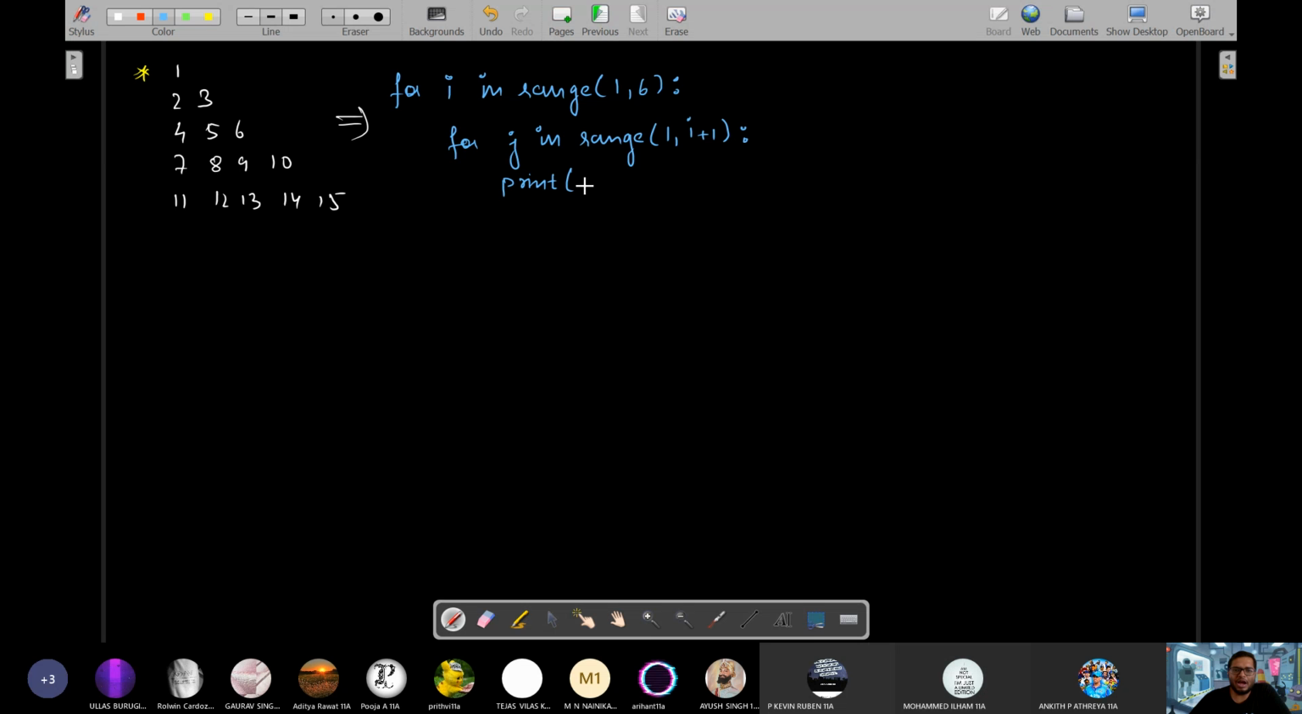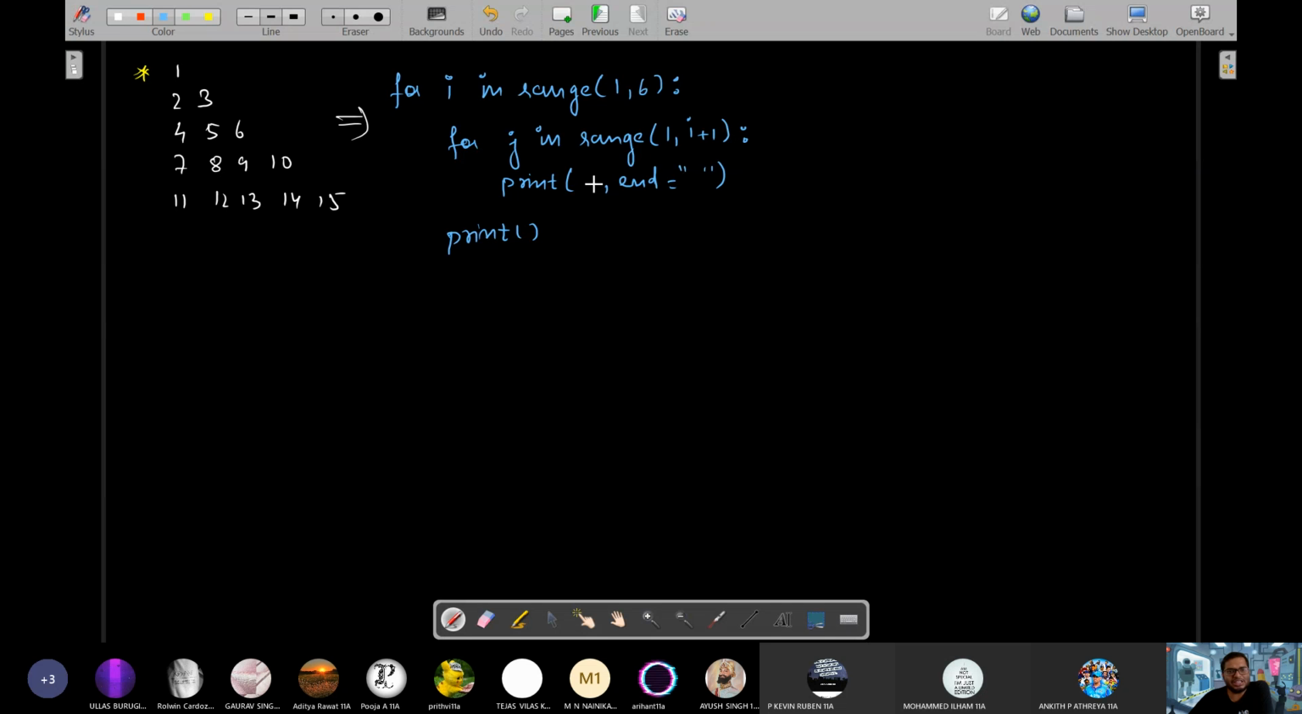What is to be printed? For now, I'll leave it blank, I'll tell you shortly. So this is the basic structure for that similar pattern, right? Here you were simply printing J to get 1, 1 2, 1 2 3 4 5. But we have to print 1, 2, 3, 4, 5, 6, 7, 8, 9, 10, 11, 12, 13, 14, 15.